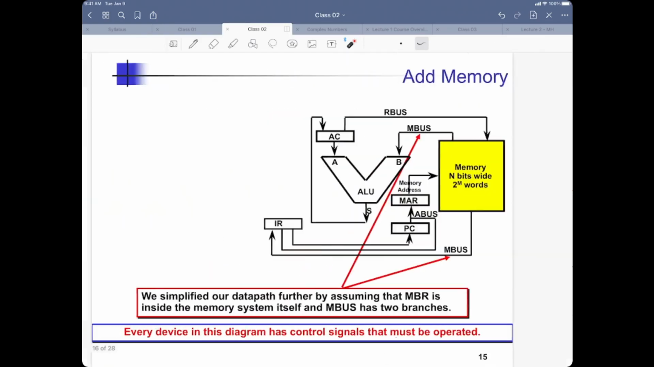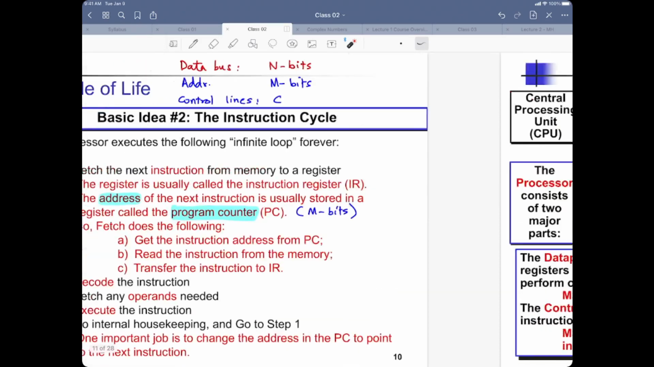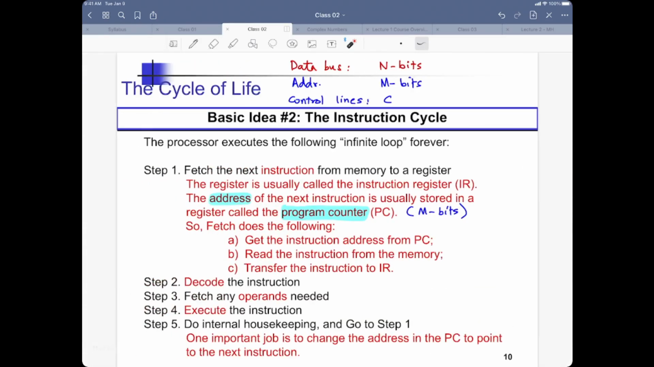Now, can you guys tell me what is the size of the instruction register? What is the size of the IR? N? Yeah? N bits for the IR? Because it's in the memory, right? And the memory is n bits wide because that's the data. Addresses are M. Data is n. So my instruction register needs to be n bits.